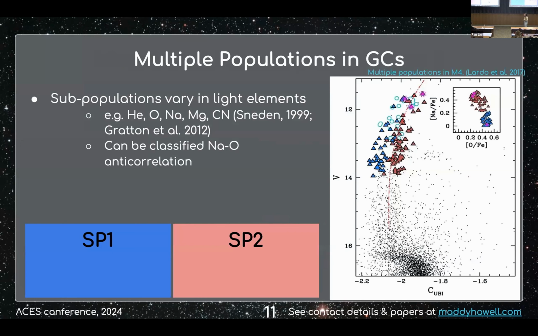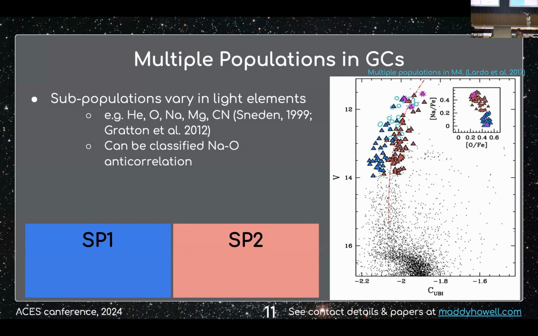So now I want to jump into a different topic and talk about the multiple populations in globular clusters. I mentioned that globular clusters are relatively simple stellar populations. And the reason the word relatively is there is that they actually vary in light elements. So they have subpopulations that vary in elements such as helium, oxygen, sodium, and so on. And the way that we classify these subpopulations is by looking at the sodium-oxygen anticorrelation. And I show that in the inset of this plot.